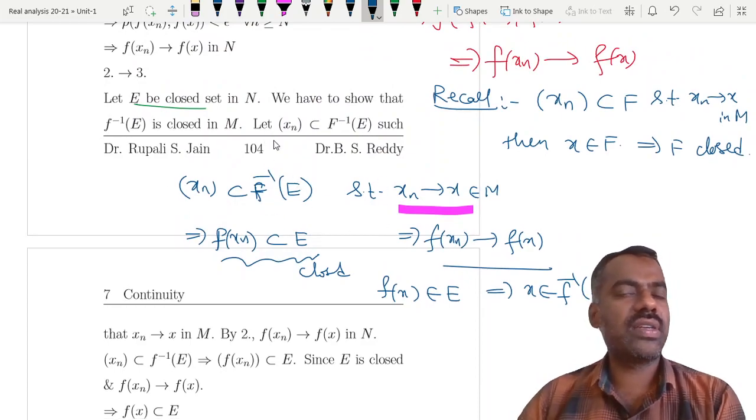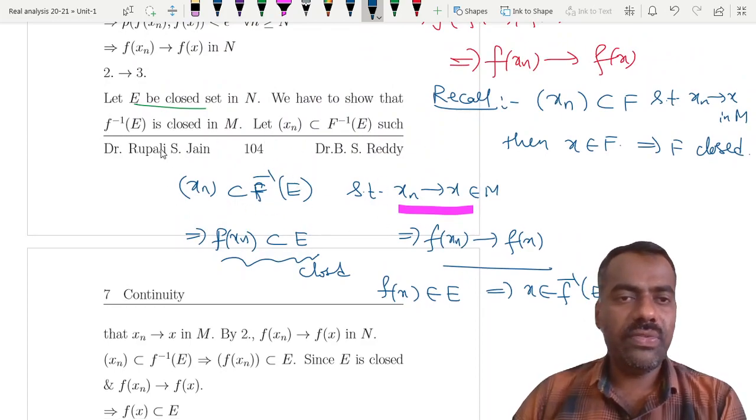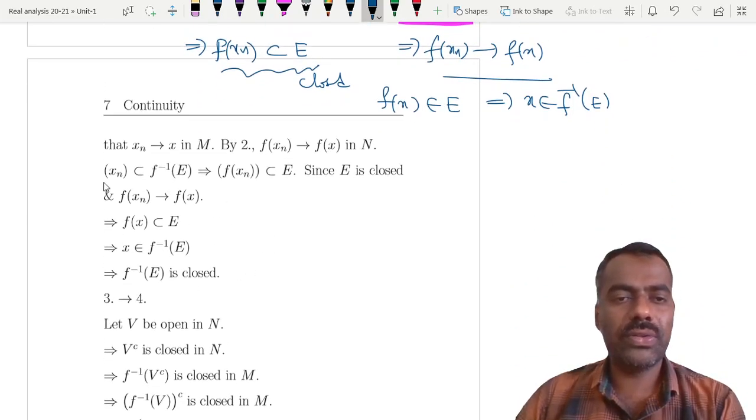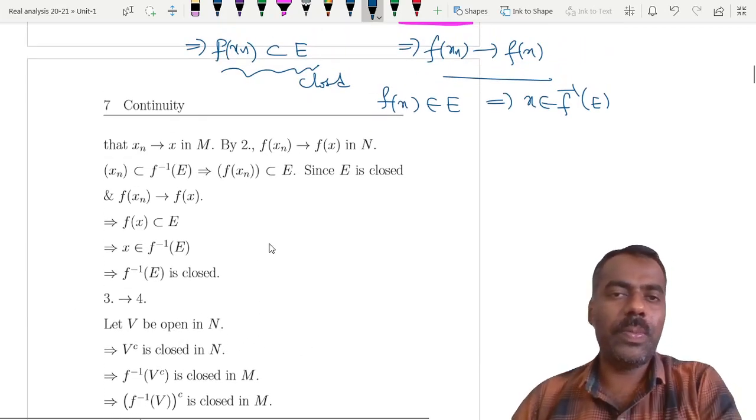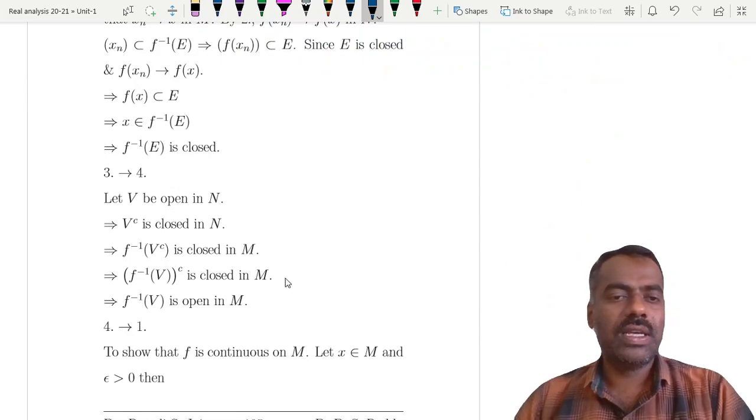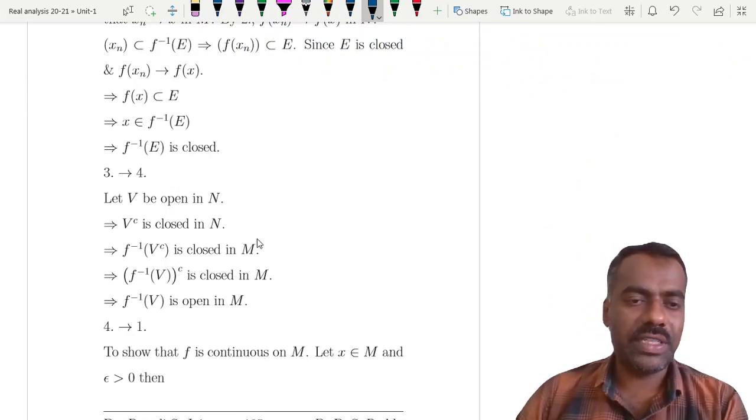That shows that f inverse of E is closed. Okay, so if we write things in a proper way, proofs are not at all difficult. You can go through it again here. Now this is very obvious: open and closed, 3 implies 4. So just use the inverse images and so on.